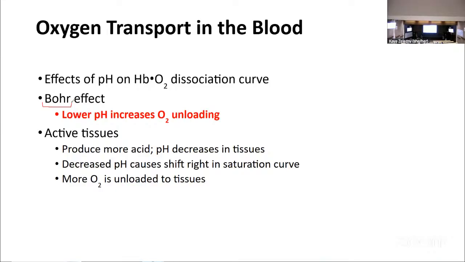So we're going to think of those active tissues as producing acid. We're thinking of their pH decreasing. We'll talk about this association a little more deeply between carbon dioxide and pH in a little bit. But overall, this pH is causing this rightward shift. So we get more oxygen coming out of those red blood cells and going to tissue that hopefully needs it.